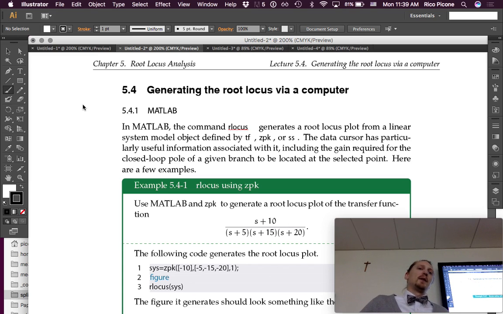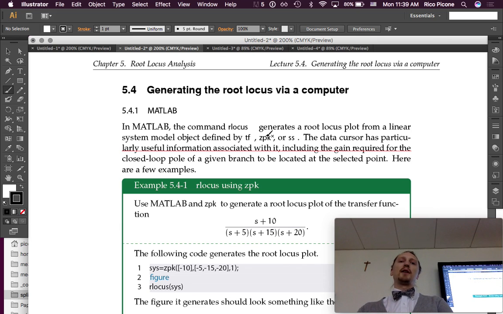There are also ways of doing it in Python and Mathematica as well, but I haven't had a chance to write up notes on those yet. But MATLAB is the one you'll probably use mostly anyway. In MATLAB, the command rlocus generates a root locus plot from a linear system model object defined by TF, ZPK, or SS. We've used all three of these commands to build linear system models, right?